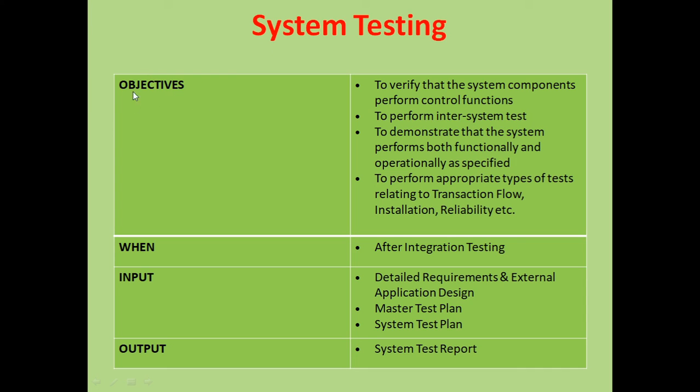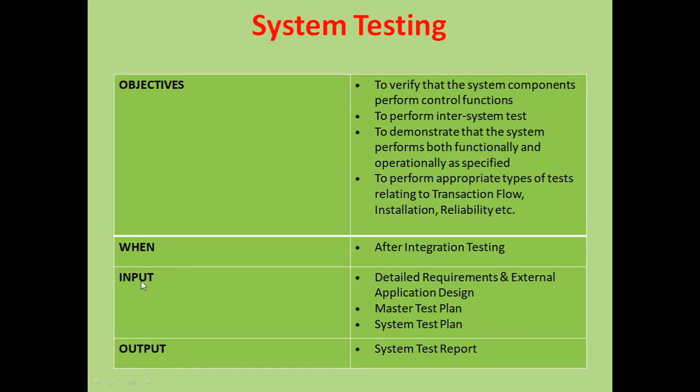So system testing's objectives are basically to verify system components, whether they perform the control functions; to perform inter-system tests, that is, if you have more than one system; to demonstrate that the system performs functionally and operationally according to user specification; and to perform appropriate types of tests relating to transaction flow, installation, reliability, etc. And when do we perform this system testing? It follows the integration testing, as we have seen in the levels. It is a higher level of granularity than the integration testing.